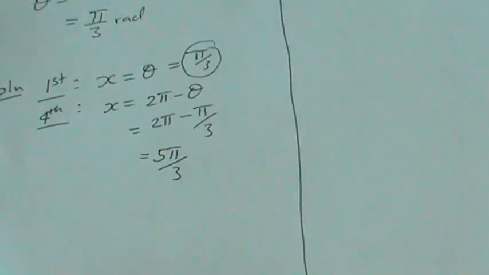So I have two solutions. First one, x is pi over 3, and then I have 5 pi over 3. And that was the first part of the equation, which is this one. And now I need to do the same thing for that one. So this one, I need to determine the quadrants.